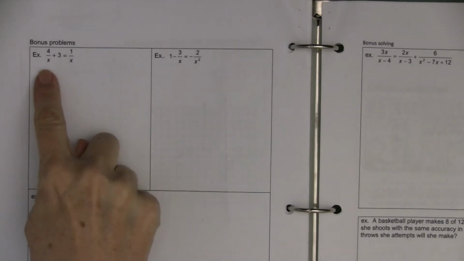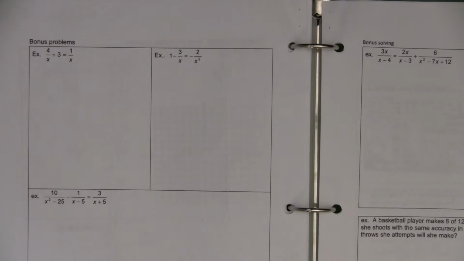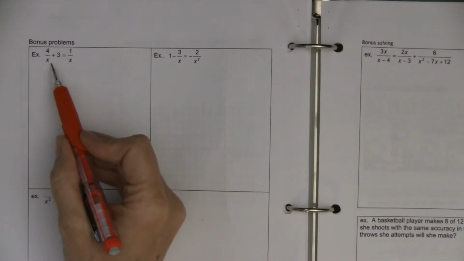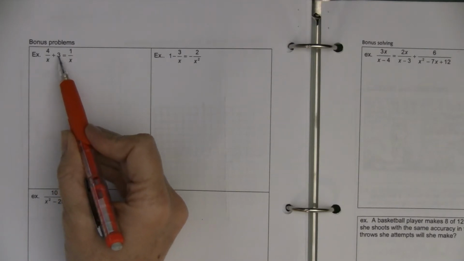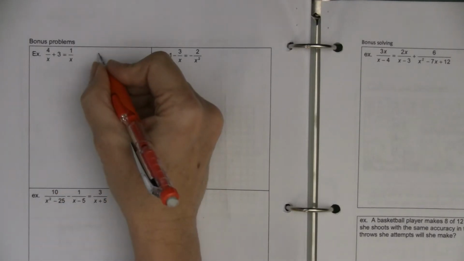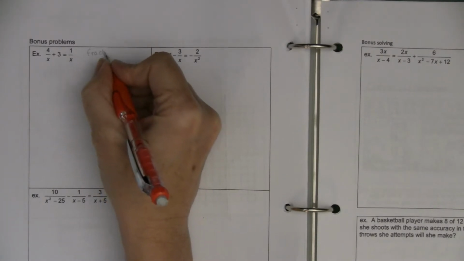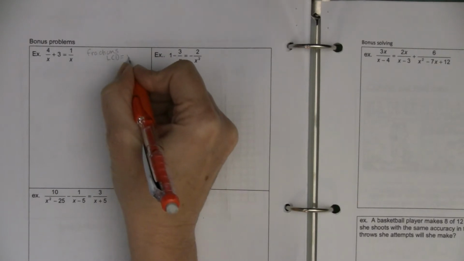So this first one here we're going to give a try to. In order to do a problem like that, you would want to clear the fraction. There's no factoring to do here, it's just x. So the only denominator I have is x, so I'm going to multiply all three terms by x. I notice here that there's fractions, and I'm going to clear them by multiplying by the common denominator, which is x.